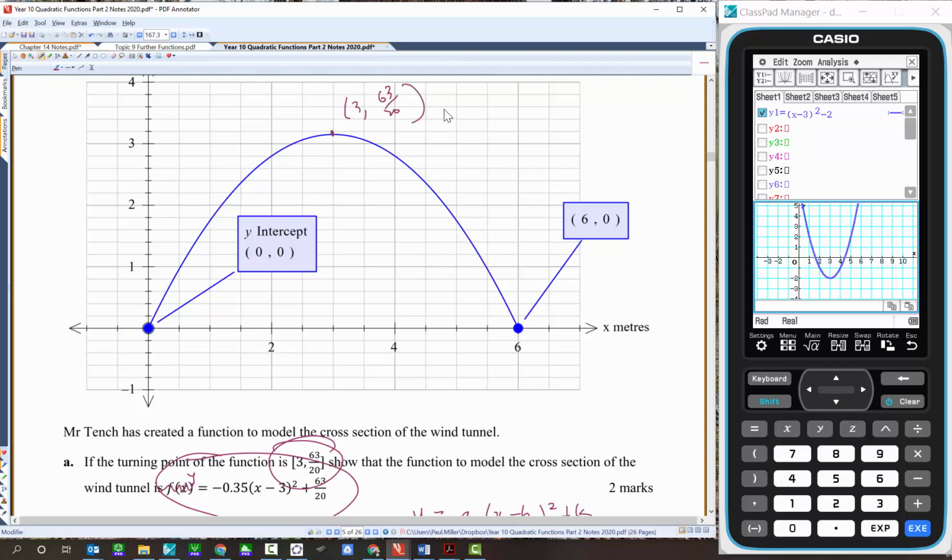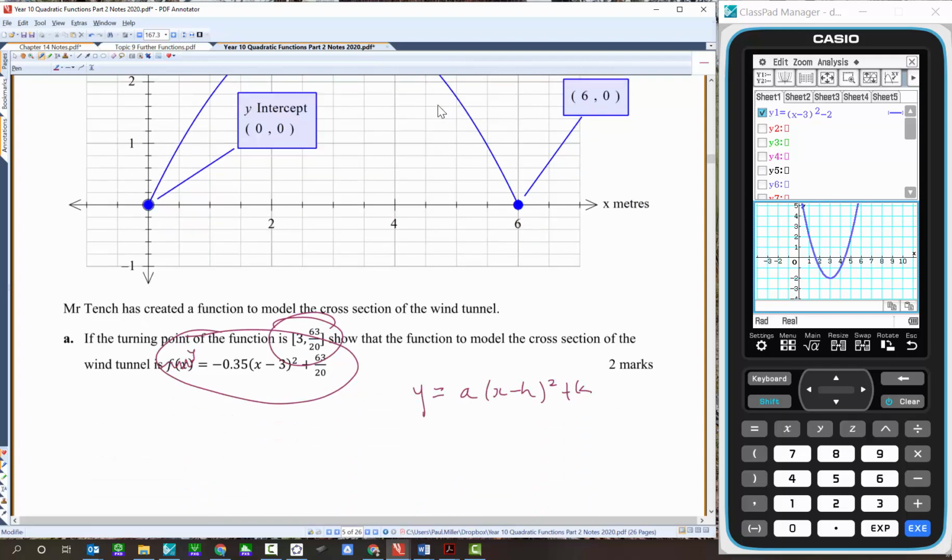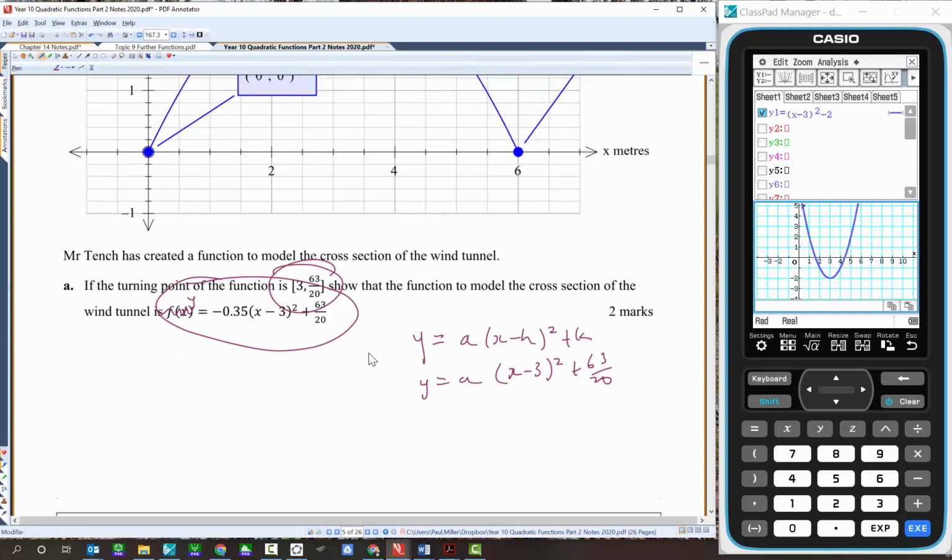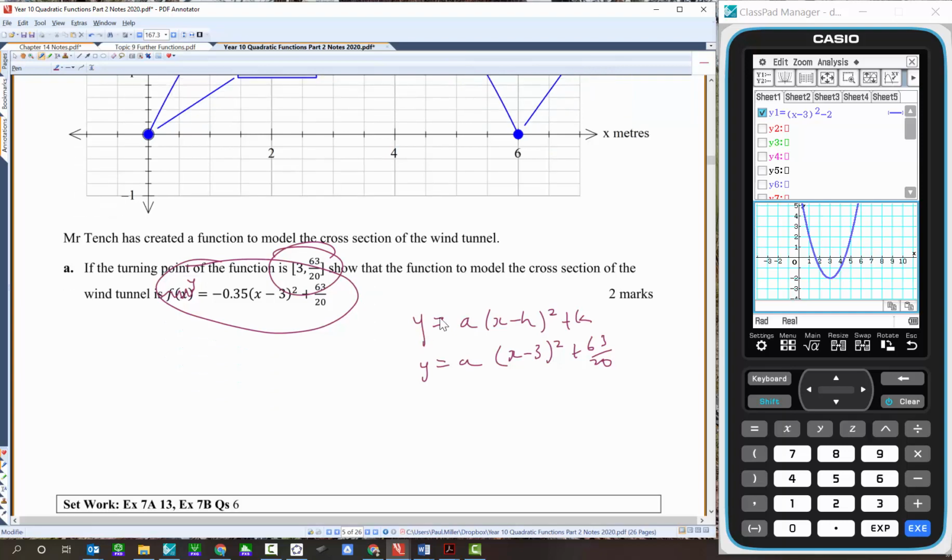Notice we use a lot of fractions in Year 12 Methods. All right, so it goes 3 to the right: (x take 3) all squared, and 63 on 20 up. Now what we had to do then was get another point, (0, 0) or (6, 0). I think it's a no-brainer, we should get (0, 0). So sub in (0, 0). So we're going to go 0 equals.